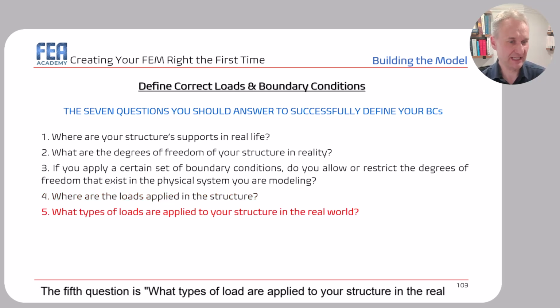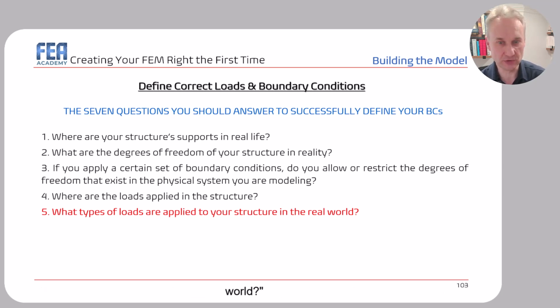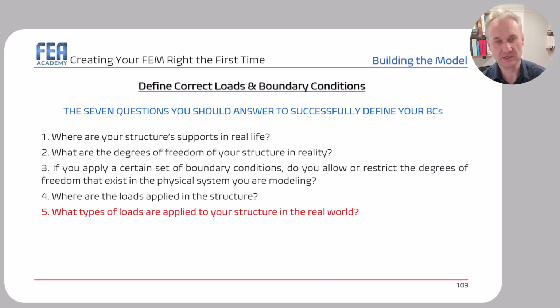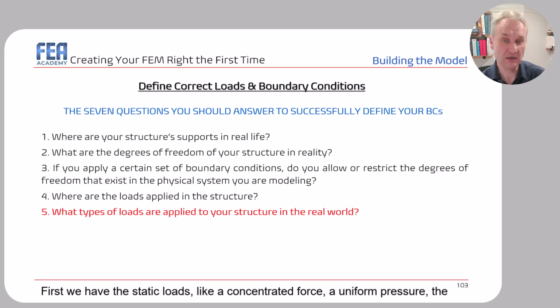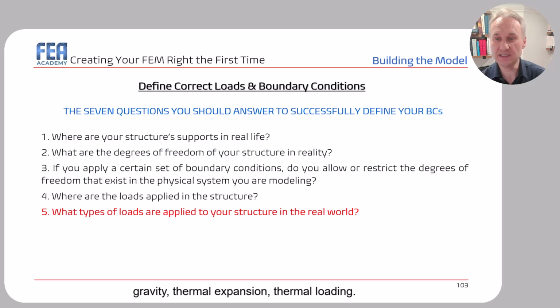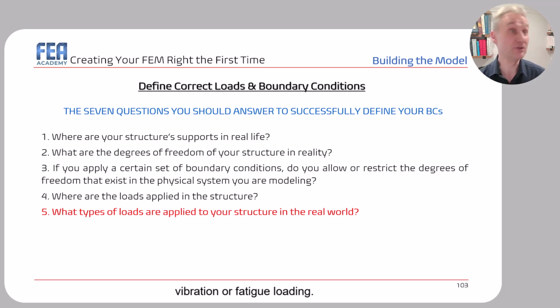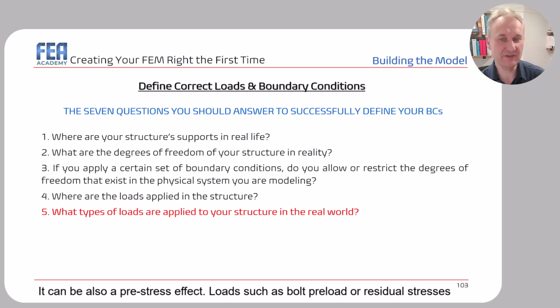The fifth question is, what types of load are applied to your structure in the real world? Identifying the correct type of loading is crucial in defining accurate boundary conditions. First, we have the static loads, like a concentrated force, a uniform pressure, gravity, thermal expansion, thermal loading, etc. You can also have dynamic loads: impact forces, harmonic loads, random vibrations, or fatigue loading. It can also be a pre-stress effect.